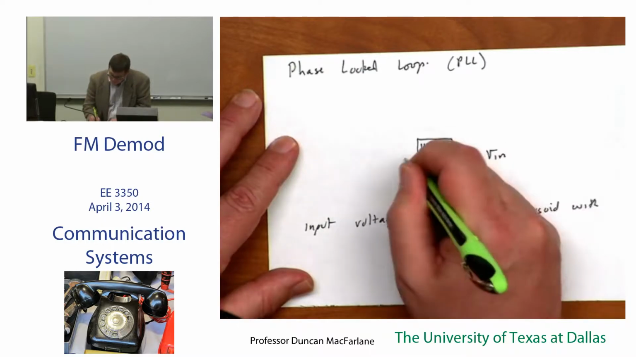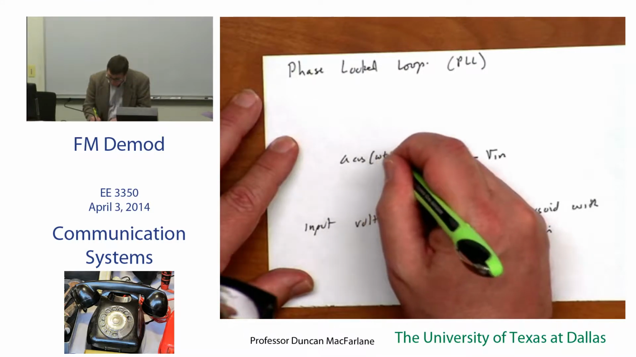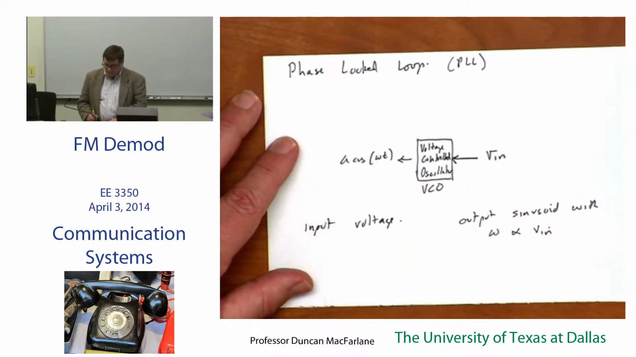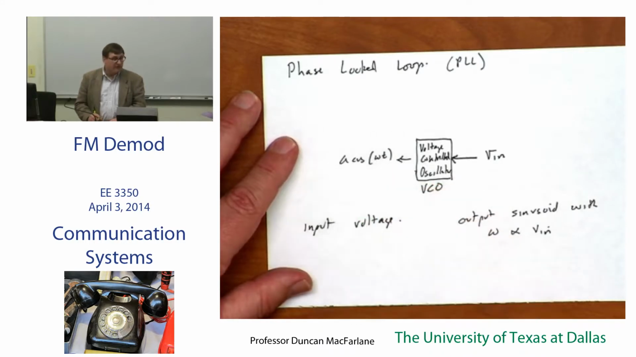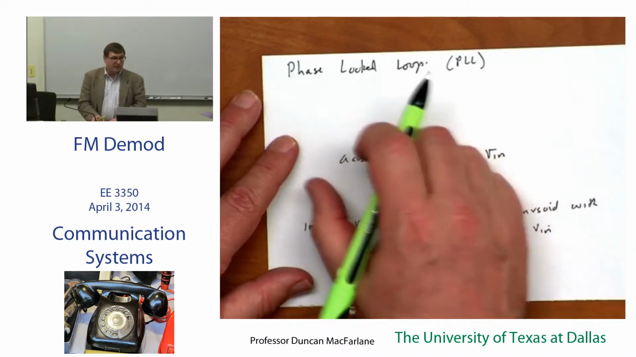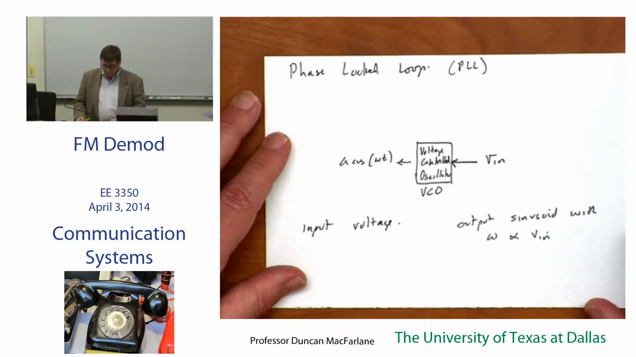So I'll put V in here. I'll put A cosine of omega t. So the omega here is proportional to the input voltage. So I wiggle the input voltage here, and I change the frequency of my cosine. If I wiggle this input voltage quickly, I can wiggle the output quickly. That by itself would make a nice transmitter for an FM signal, if you think about how to use that in that context. Here we're going to use it at the receiving end.